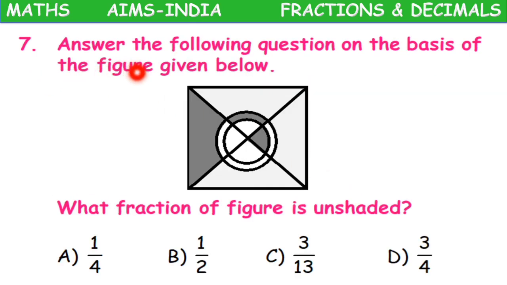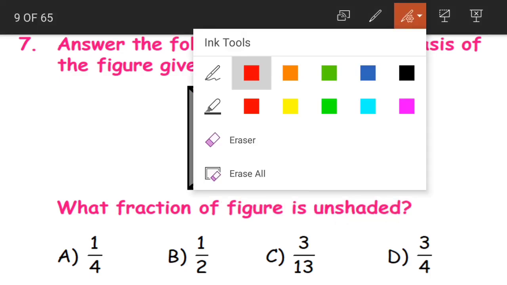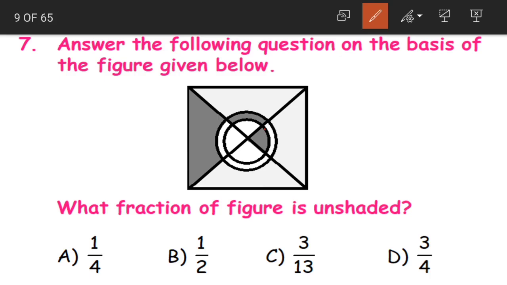Next, question 7. Answer the following question on the basis of the figure given below. What fraction of the figure is unshaded? If you observe the figure here carefully, we are having an inner circle, then we are having this, and then we are having this. We are having 3 different shapes inside this figure, and each shape is divided into 4 equal parts. 1, 2, 3, 4. 1, 2, 3, 4. Each shape is divided into 4 equal parts.